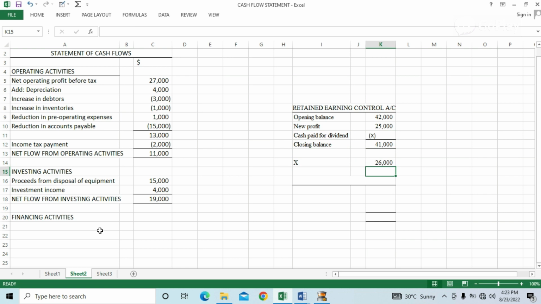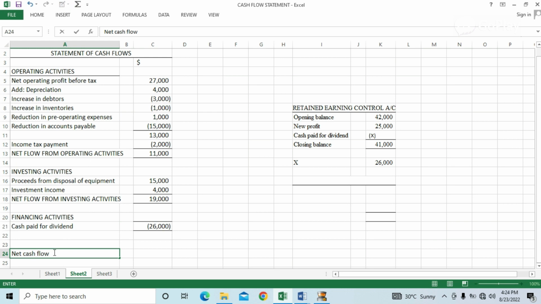So you move to your financing activities. So then you have cash paid for dividend, 26,000. Since there's no other investment activity, all that you need to do now is to get the net cash flow. How much is the net cash flow? The net cash flow is a summation of the net flow from operating, the net flow from financing, and then the net flow from investing.